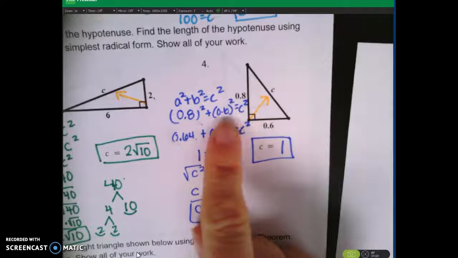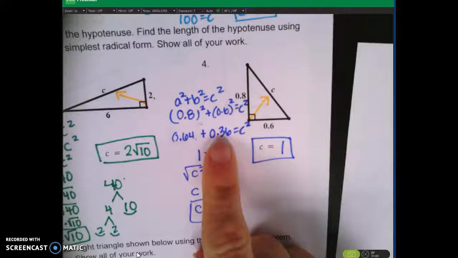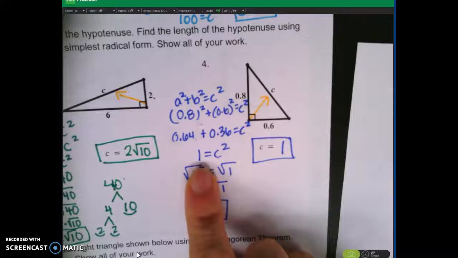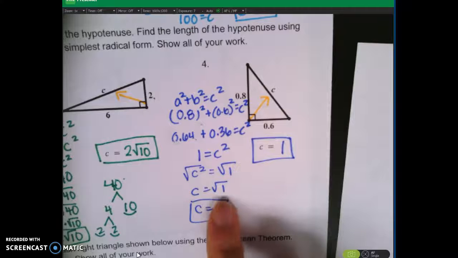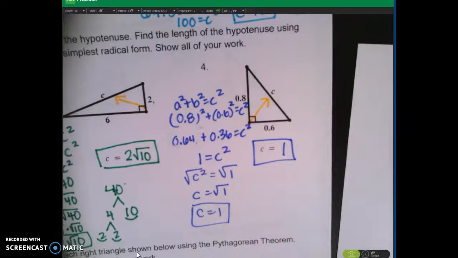When we square using our calculator, we see that 0.64 and 0.36 is equal to c squared, but when you add those, you just get 1. If 1 is equal to c squared, I take the square root of both sides, and what times itself equals 1? Just 1, so c is equal to 1. Wonderful. Let's make this a little bit harder.